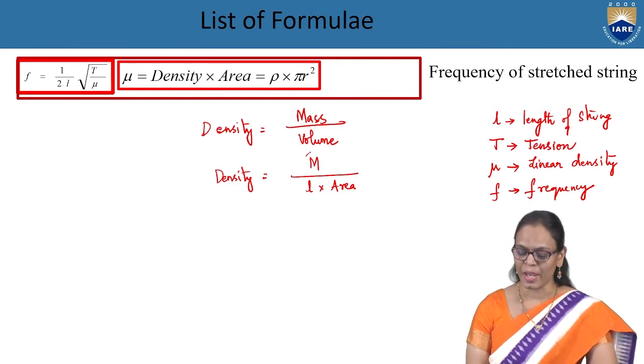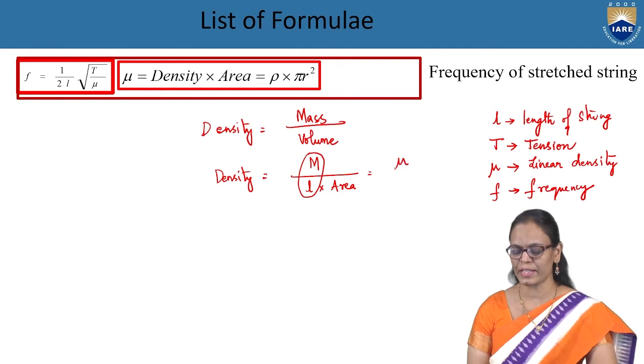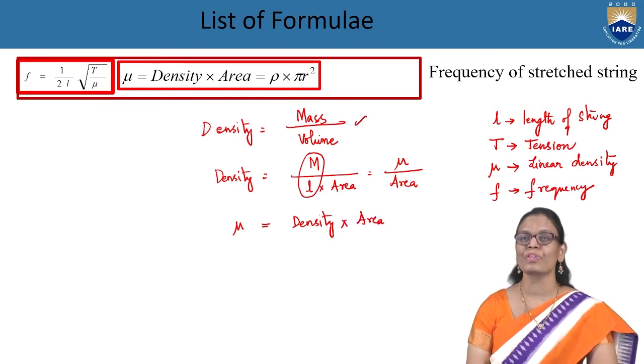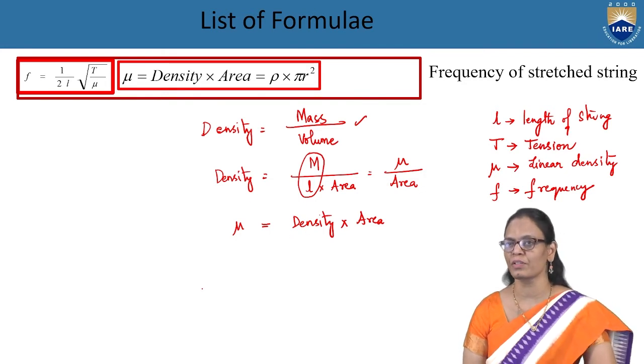So M by L, that is the mass upon total length, gives us the linear density mu. So we are going to write it as density is equal to mu upon area. So this implies mu is equal to density into area. So if you are very thorough with the basic definitions, you can deduce any expression you want.